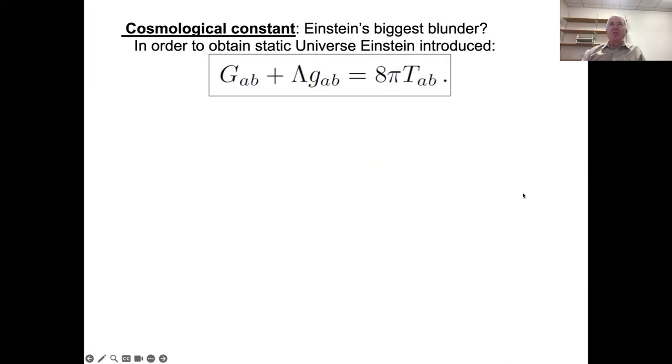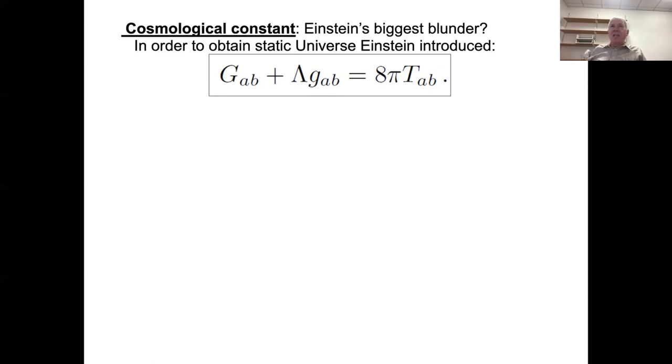Well, it turns out this term is related to a cosmological constant, as I will subsequently point out. Einstein introduced this over 100 years ago now in order to obtain a static universe. If you don't have this in the equations and solve the equations dynamically for a system of pressureless dust, say, the dust can't remain static.